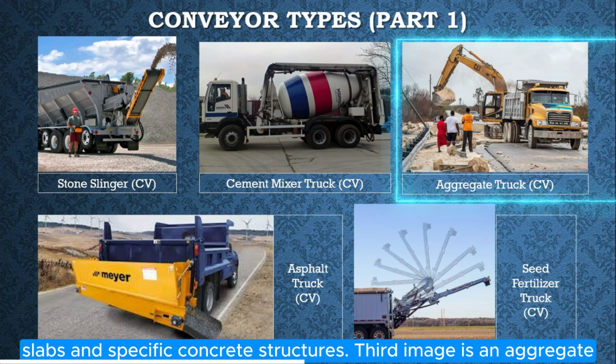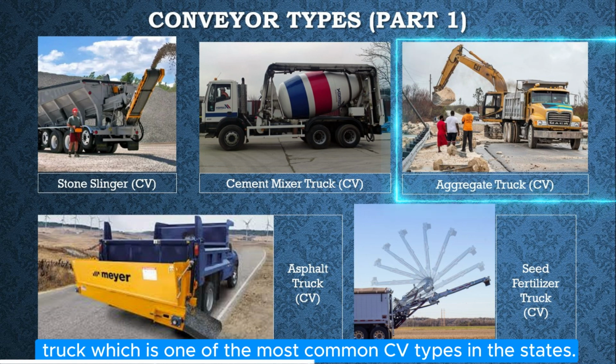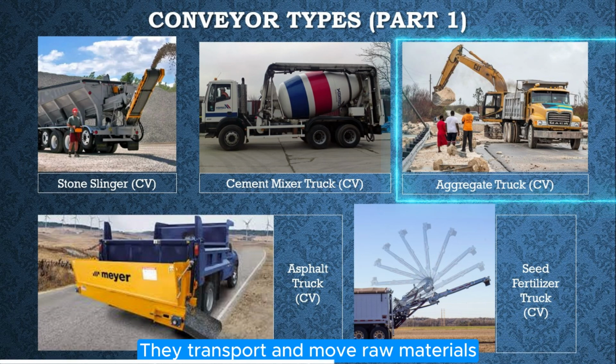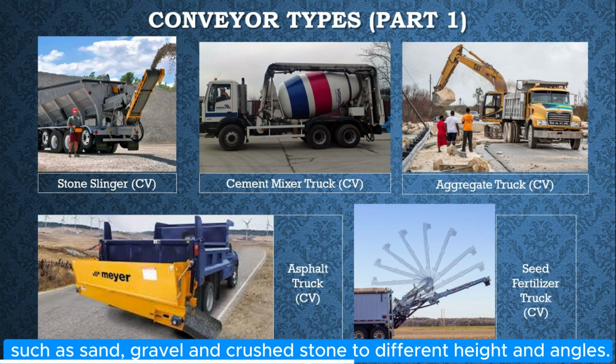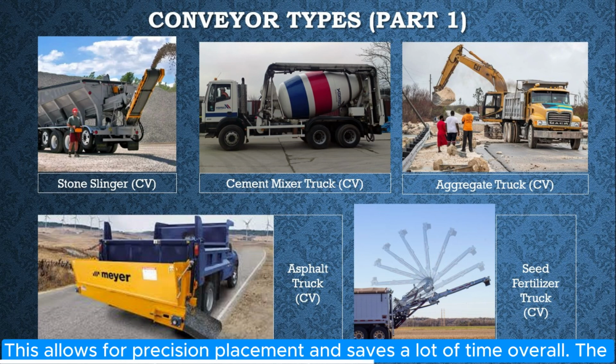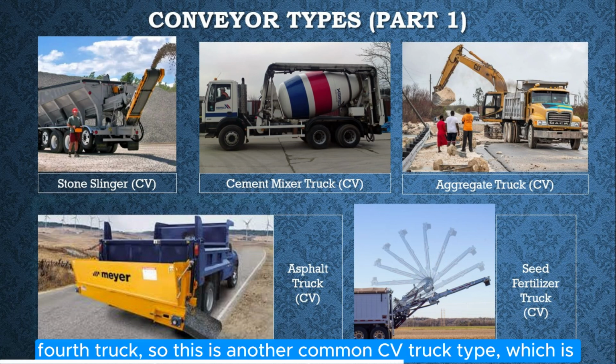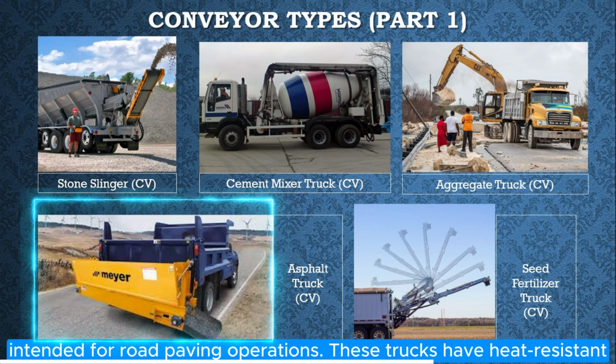The third image is an aggregate truck, which is one of the most common CV types in the States. They transport and move raw materials such as sand, gravel, and crushed stone to different heights and angles. This allows for precision placement and saves a lot of time overall.